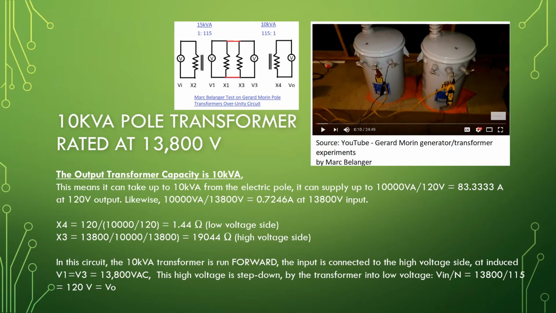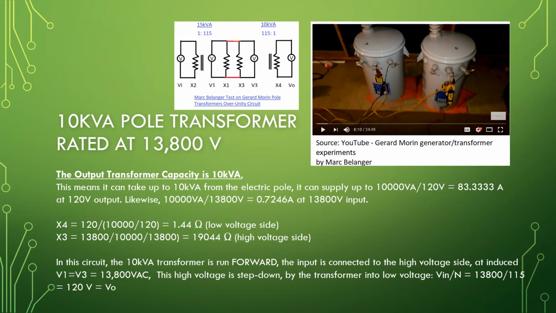X3 equals 13,800 divided by 10,000 divided by 13,800 equals 19,044 ohm on the high voltage side.